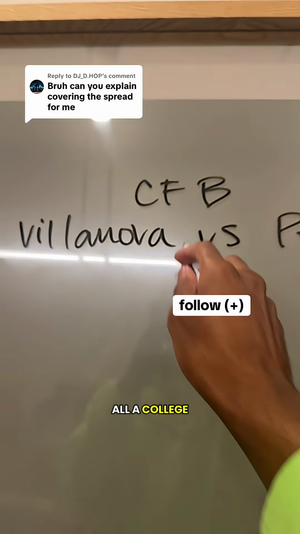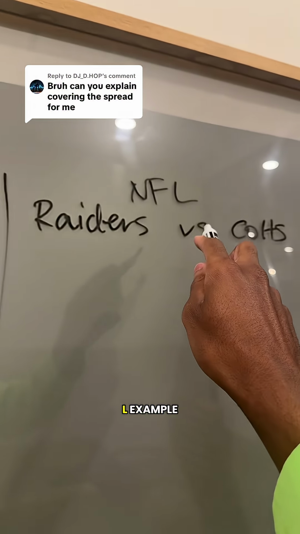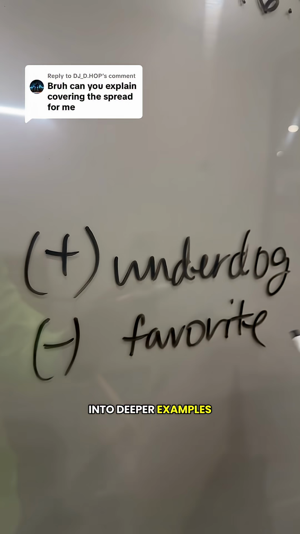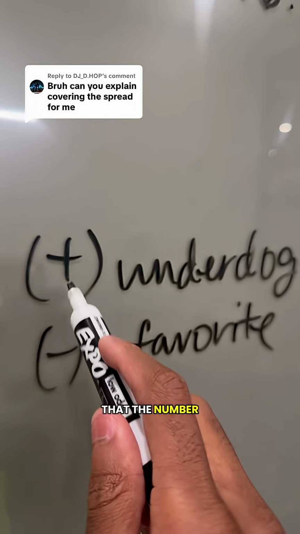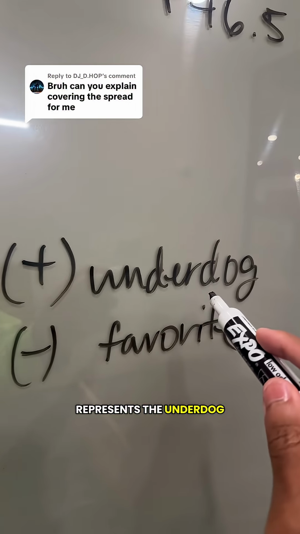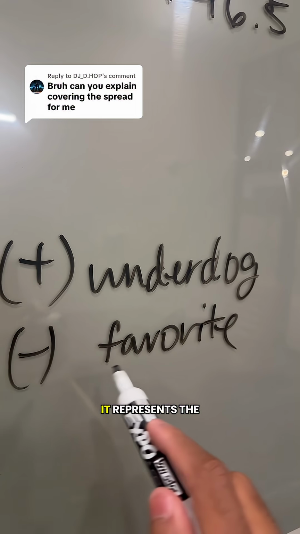This is covering spreads 101. All right, so I'm gonna give y'all a college football example as well as an NFL example. Before we get into deeper examples, you gotta understand that the number that's got a plus next to it represents the underdog, and the number that's got a minus next to it represents the favorite.